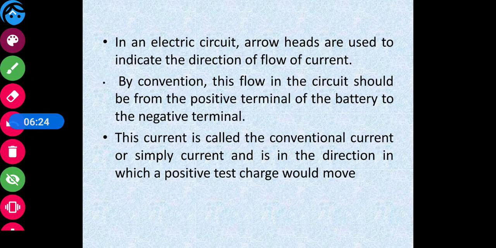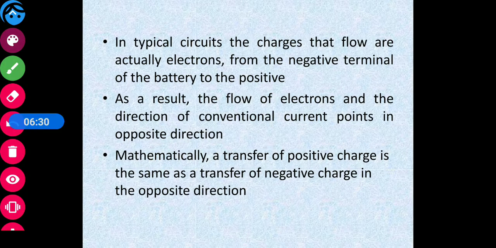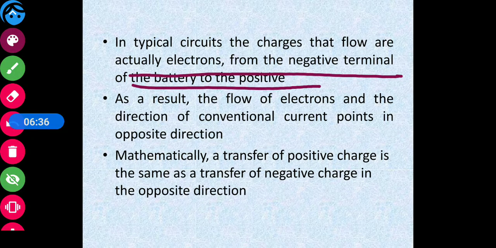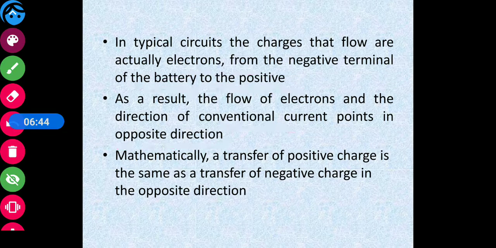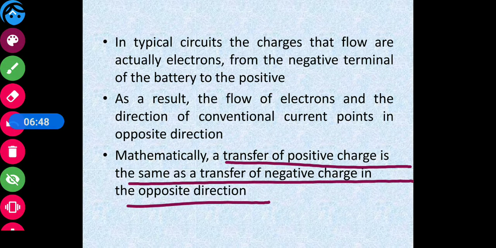Conventional current is simply the current, and its direction is the direction in which a positive test charge would move. In typical circuits, the charges that flow are actually electrons, from the negative terminal of the battery to the positive. So as a result, the flow of electrons and the direction of the conventional current point in opposite directions.